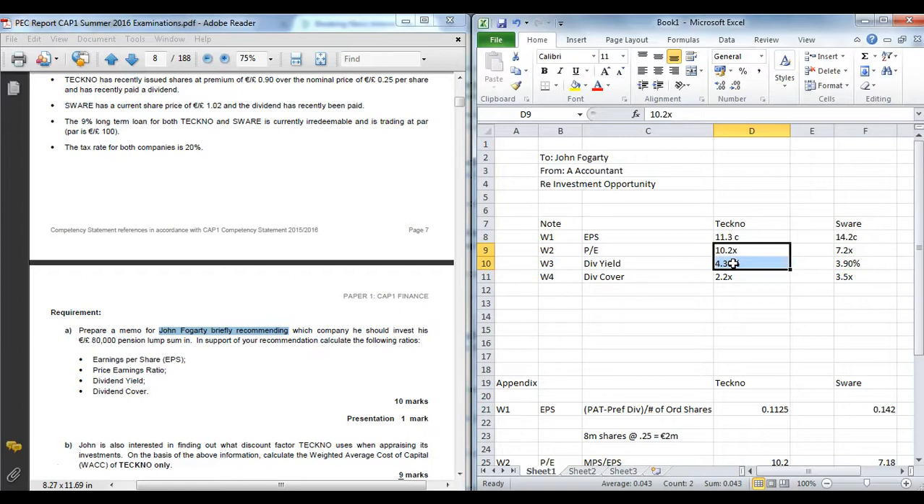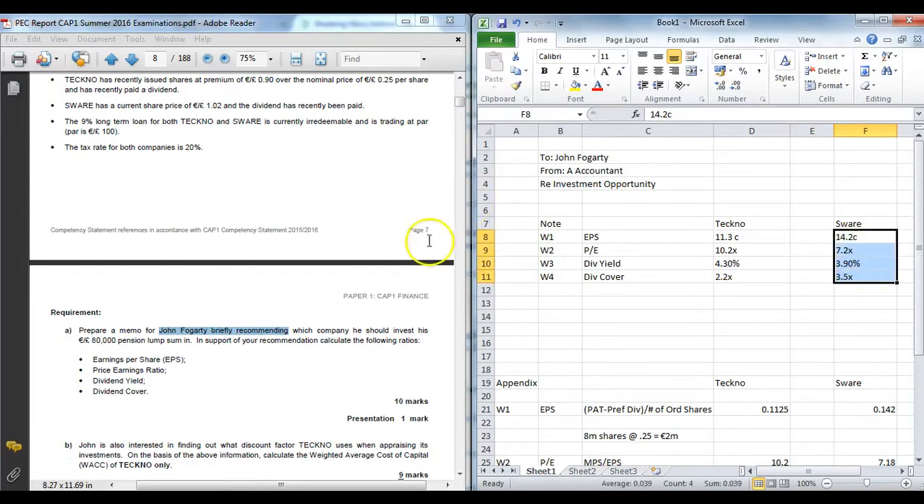The key point is you make a couple of key points. Why would you choose Techno? Because it has a higher dividend yield, and the market clearly thinks that it's more attractive than Swear because of its higher PE ratio. On the other hand, you could argue you prefer Swear because it has a higher earnings per share, and it also has a higher dividend cover, while the dividend yield is not materially different from Techno. So it's more likely to be a safer dividend payment in the long run.